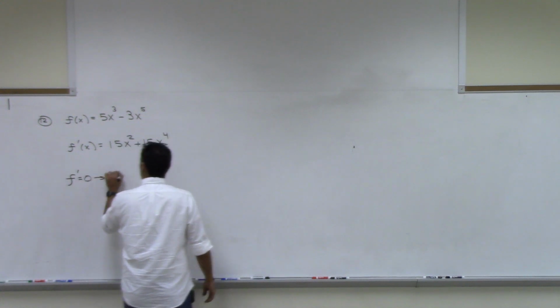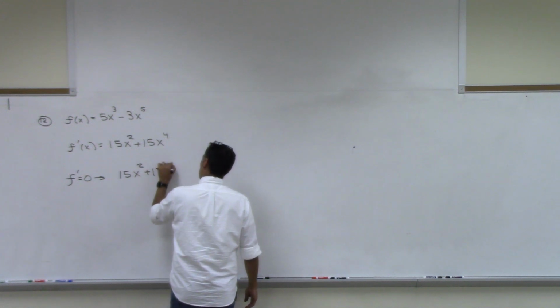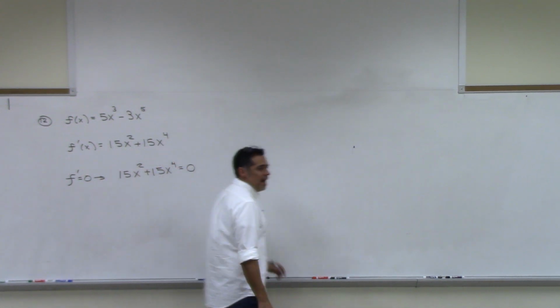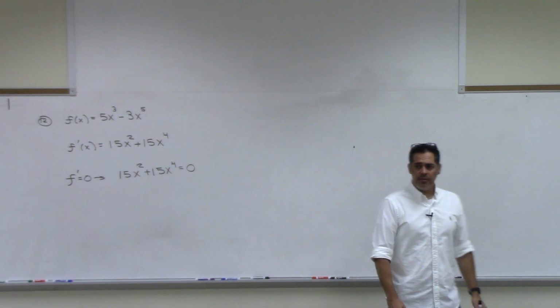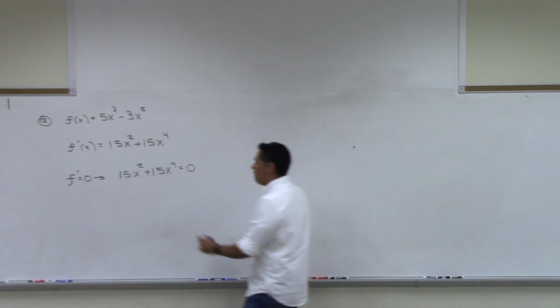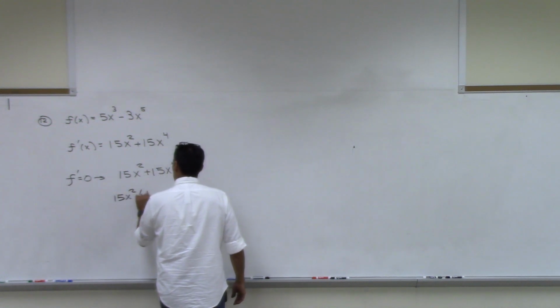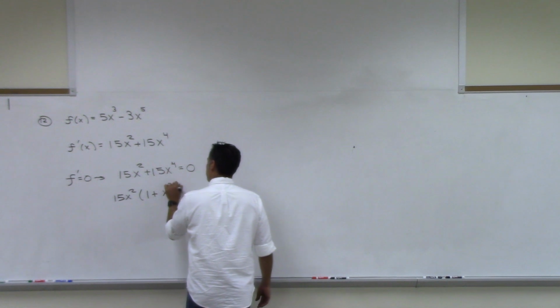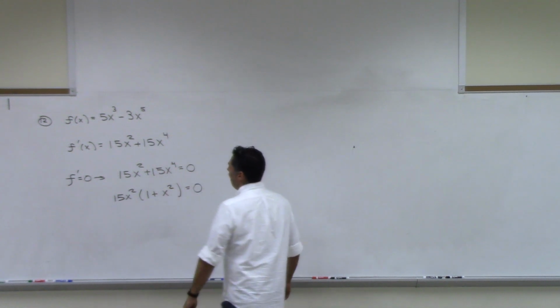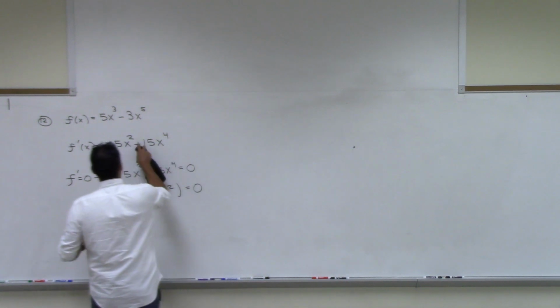All right, well, all I have to do is set it equal to 0, and like I said, I made it real nice and pretty for you. You can factor that, right? GCF, greatest common factor. They both have a 15, they both have an x squared. Factor it out. You'll be left with 1 plus x squared equals 0, right? Oh, I'm sorry, that's a minus in there. I apologize. Minus.